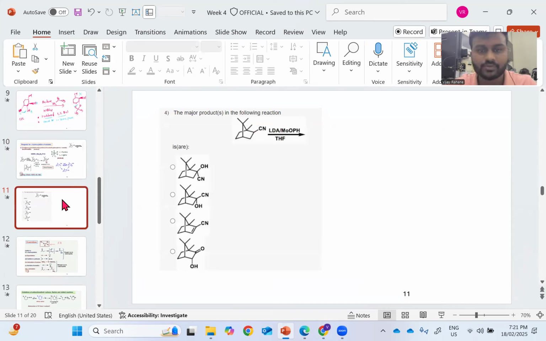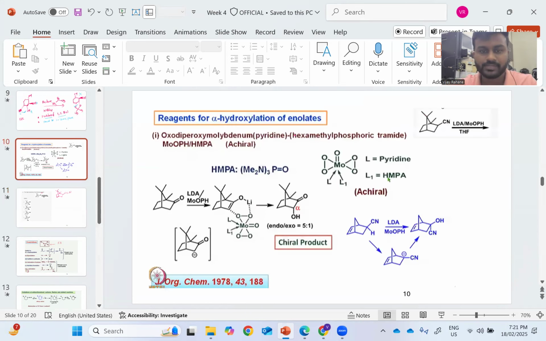The question asks for the major product formed in the following reaction, and here we have CN, a C triple bond N, and we have LDA, which is the base, and this molybdenum complex. We'll see the structure of this molybdenum complex. This reagent is for the alpha hydroxylation of enolates.